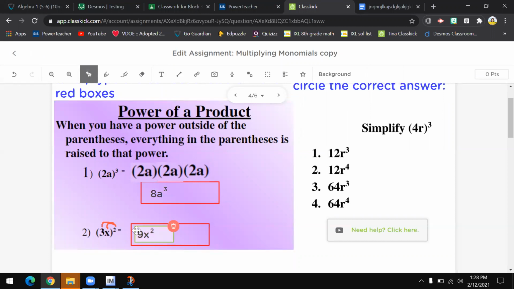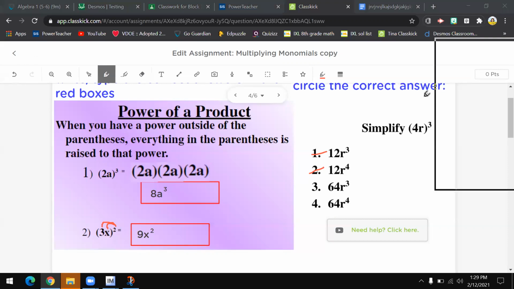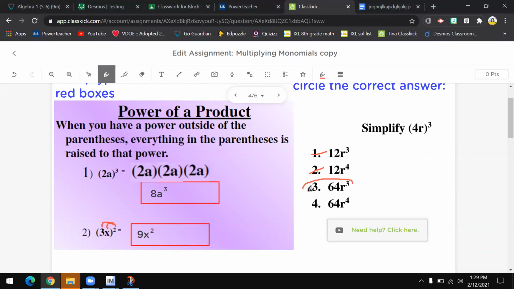Okay? And it's the same thing. To square something means to have it twice. So it'd be like 3x times 3x. 3 times 3 is 9. x times x is x squared. So for this one, what would this be? 4 cubed is 4 times 4 times 4. 4 times 4 is 16, times another 4 is 64. And then r cubed is just r cubed. So that's it.